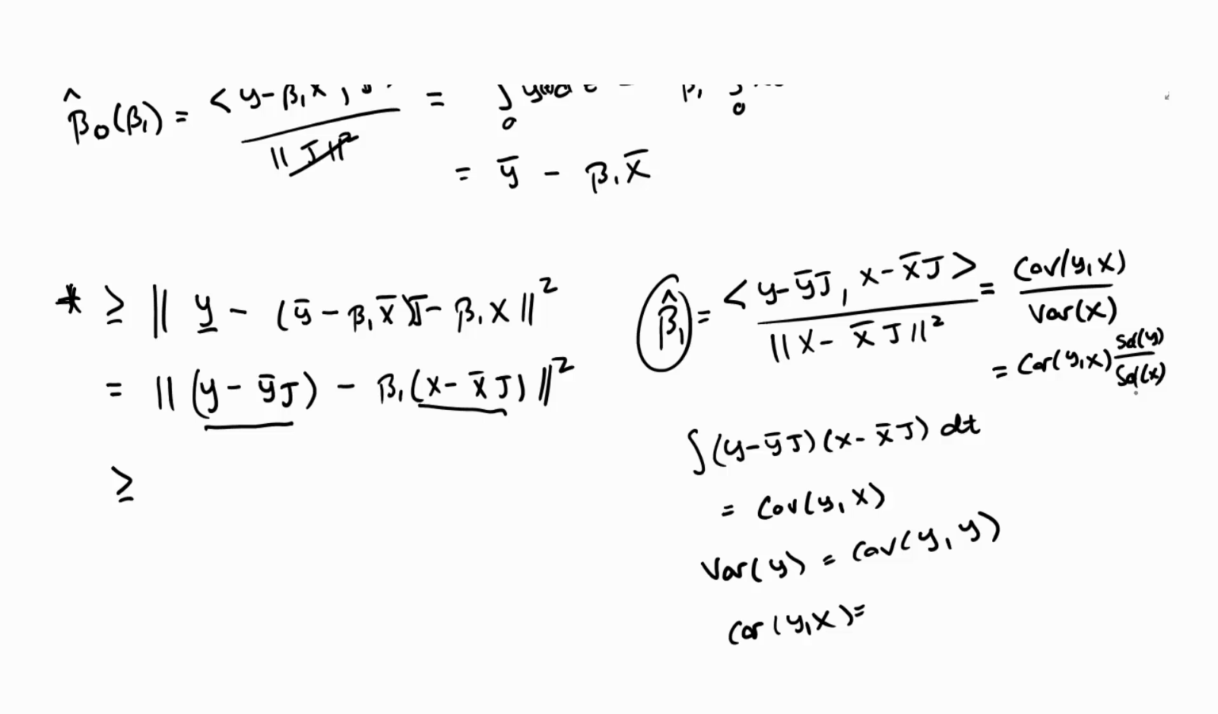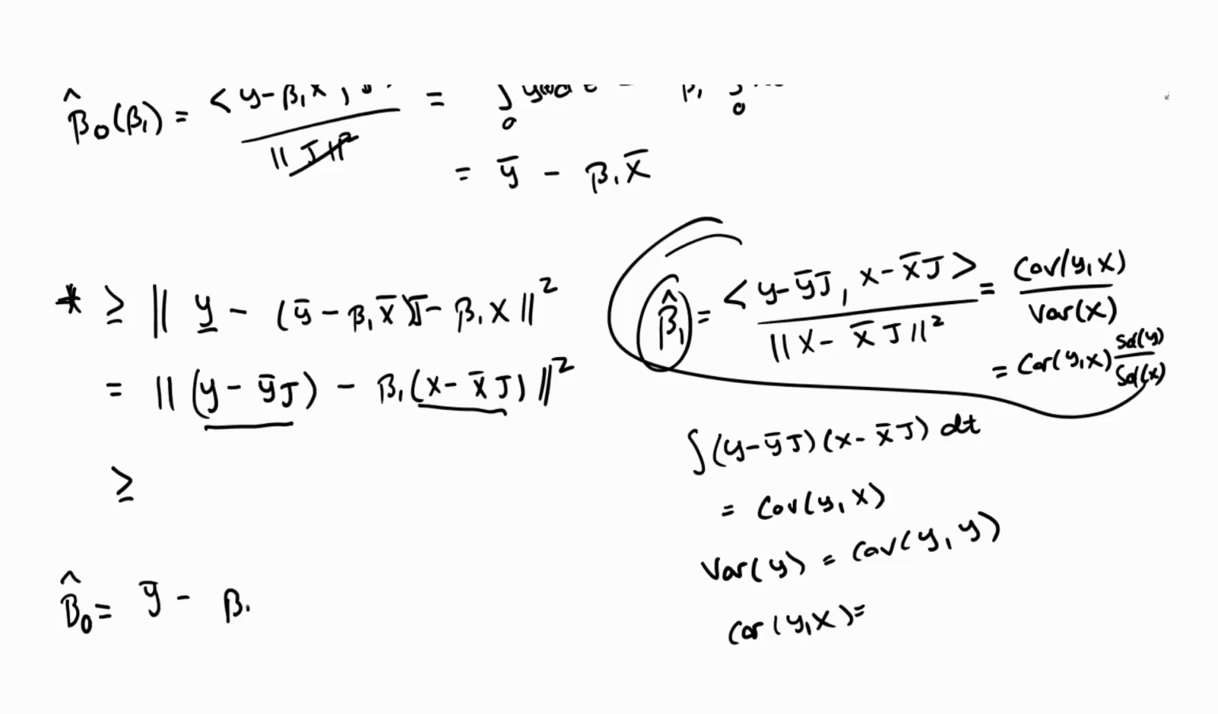Okay, and so now if I were to plug that beta in, then I get a unique minimizer, and my beta hat is defined like this. And then if I wanted to solve for beta naught, my beta naught hat would just be y bar minus beta 1 hat x bar.